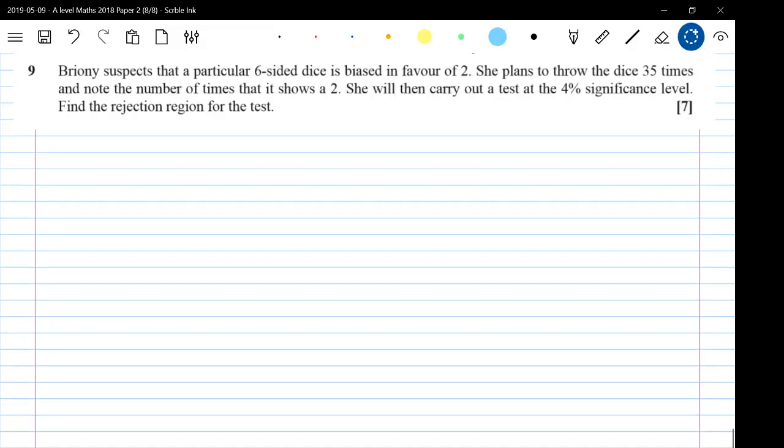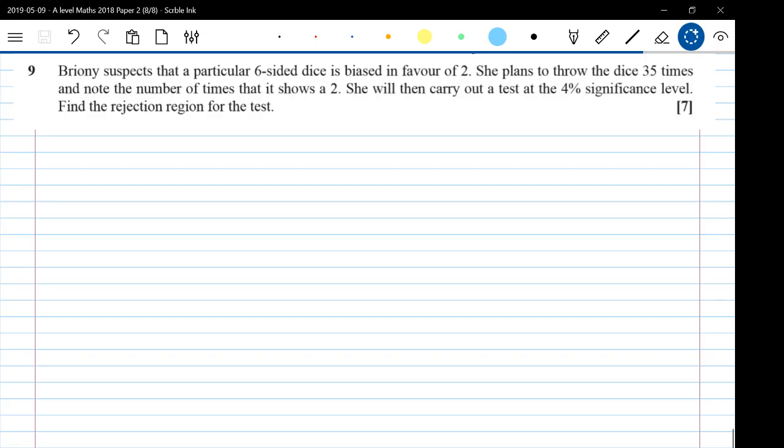So Bryony suspects that a particular six-sided dice is biased in favour of 2. She plans to throw it 35 times and note the number of times it shows a 2. She will then carry out a test at the 4% significance level. Find the rejection region for the test. Okay, it's a hypothesis test.